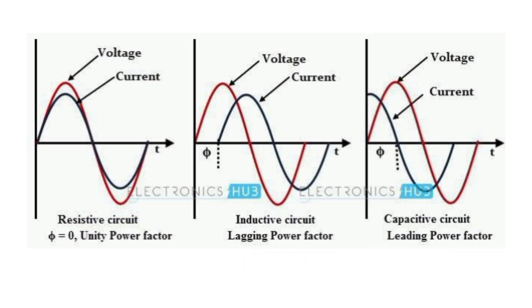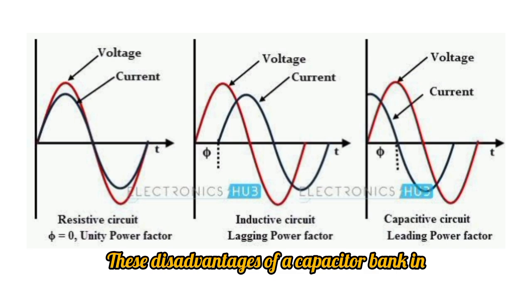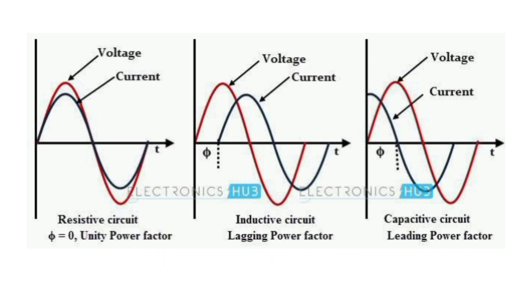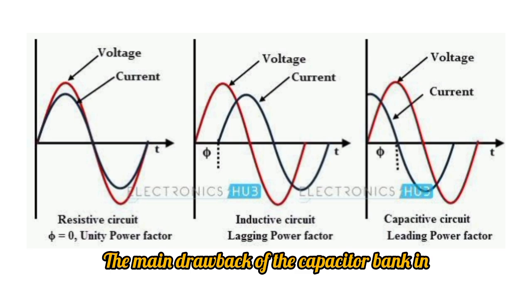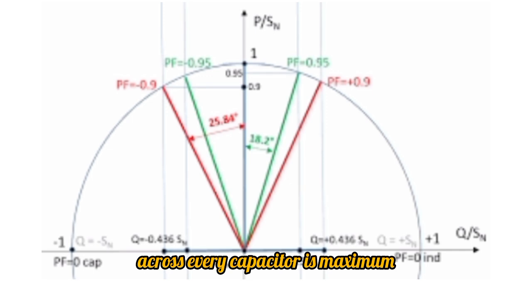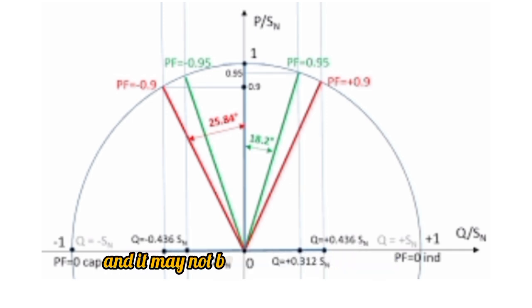Disadvantages. The disadvantages of a capacitor bank in delta connection include the following. The main drawback of the capacitor bank in delta connection is that the stress of voltage across every capacitor is maximum, which decreases the capacitor's life, and it may not be utilized in high voltage applications.